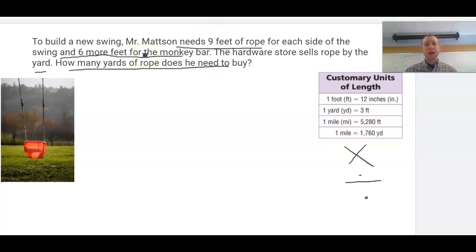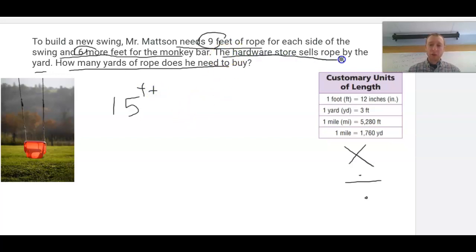But first, let's just figure out how many feet we have, right? It's got 9 feet for the swing and 6 feet for the monkey bar. So how many feet does he need altogether? So 9 plus 6 is 9, 10, 11, 12, 13, 14, 15. So he needs 15 feet. I'm just going to write feet up here. He needs 15 feet altogether, right?